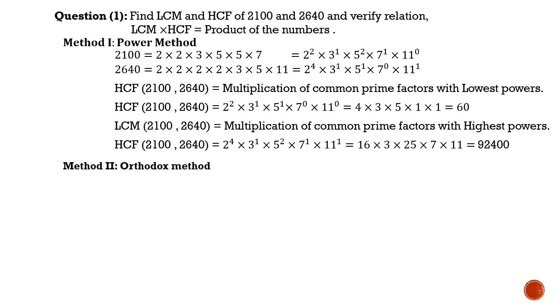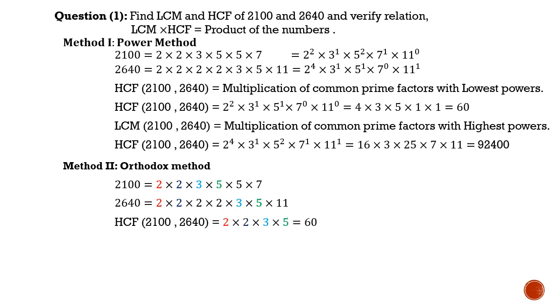Now second method, which is orthodox method to find out HCF and LCM of the given numbers. Let us see that method also. So in this method, first of all we'll write the factorization of 2100, that is 2 into 2 into 3 into 5 into 5 into 7. Then we'll write the factorization of 2640, which is 2 into 2 into 2 into 2 into 3 into 5 into 11. So by our regular method, orthodox method, to find out HCF of these numbers, we take the numbers which are common in both the factorizations.